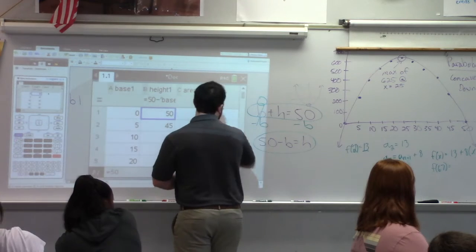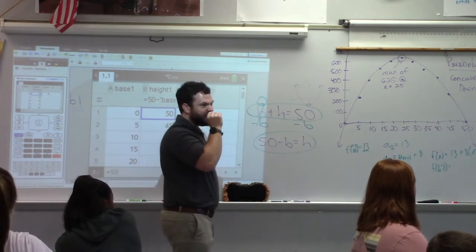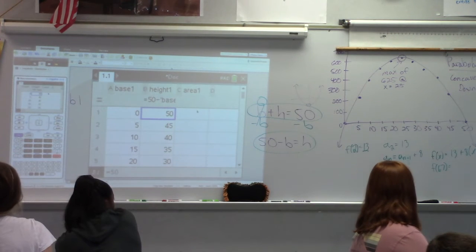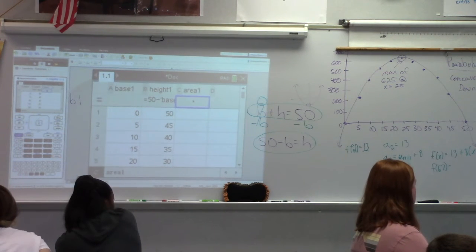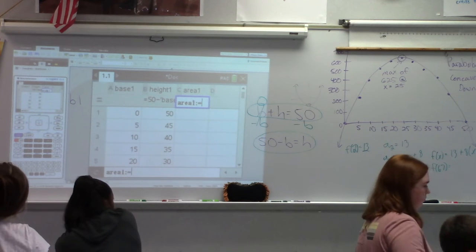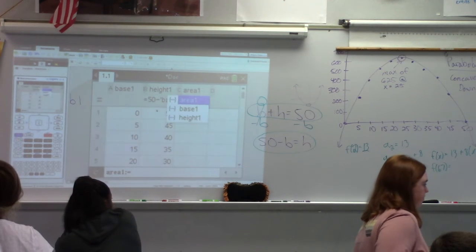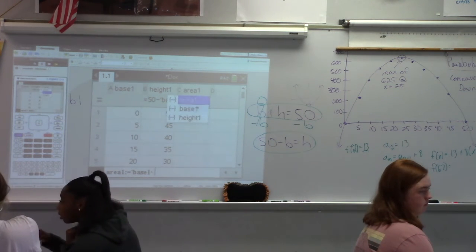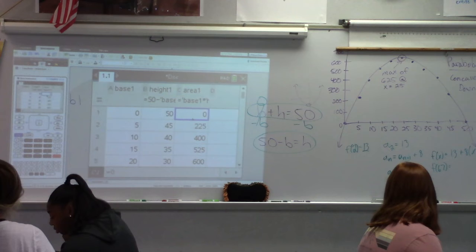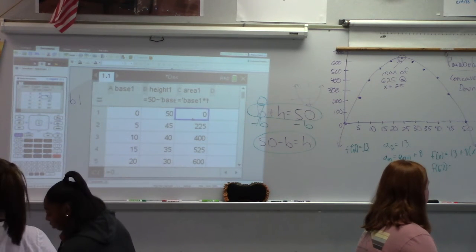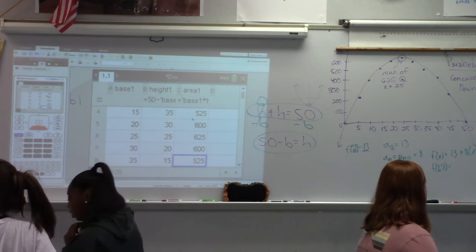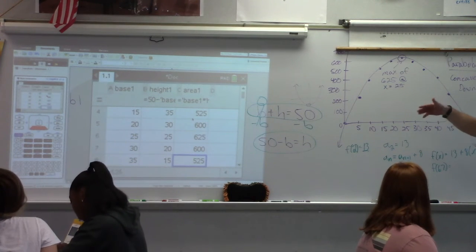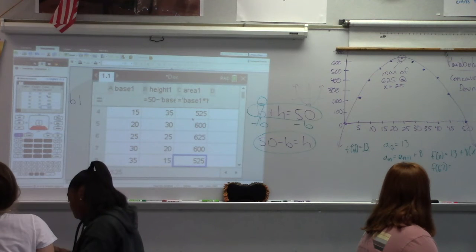Okay, so for the area, what can I type in as an explicit equation? Base 1, I mean base. Base times the height. Yes. Equals. And so remember, here is more evidence, right, that the best dimensions are 25 by 25 for an area of 625.